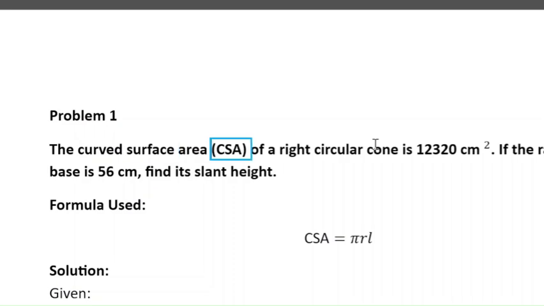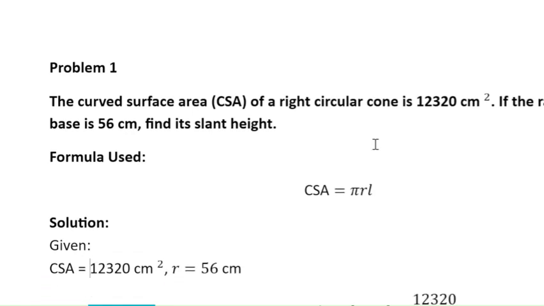The curved surface area, CSA, of a right circular cone is 12,320 centimeters squared. If the radius of its base is 56 centimeters, find its slant height. Formula used: CSA equals πrl. Solution: given CSA is equal to 12,320 centimeters squared, and r equals 56 cm.